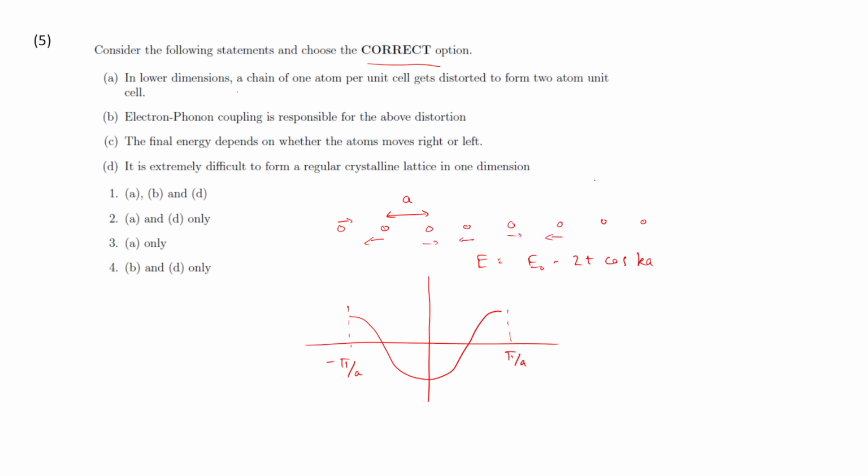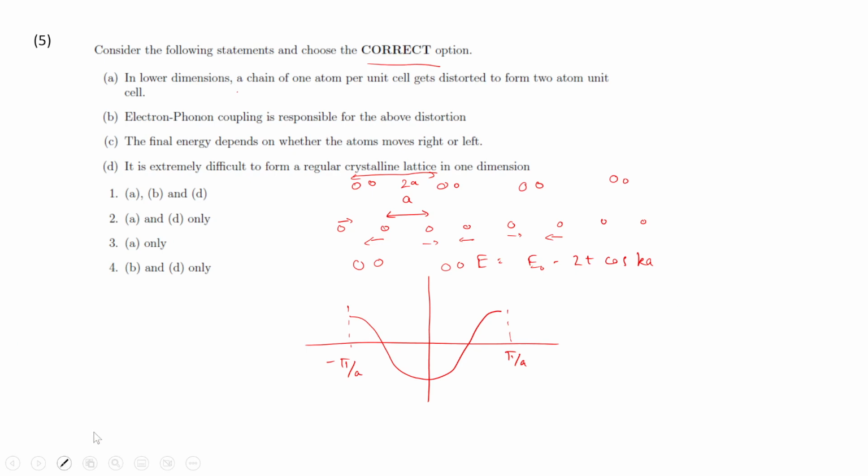Okay, in that case what will happen, you will have this, then this, and this, and the periodicity of this will become how much? The periodicity of this will actually double, so this will be 2a. Once the periodicity doubles, the type of Brillouin zone that you will get is this.